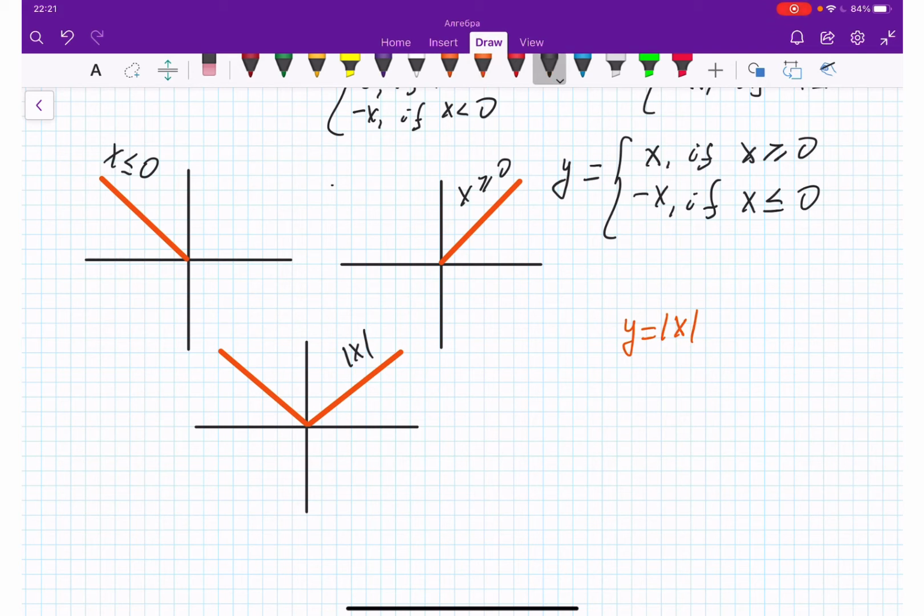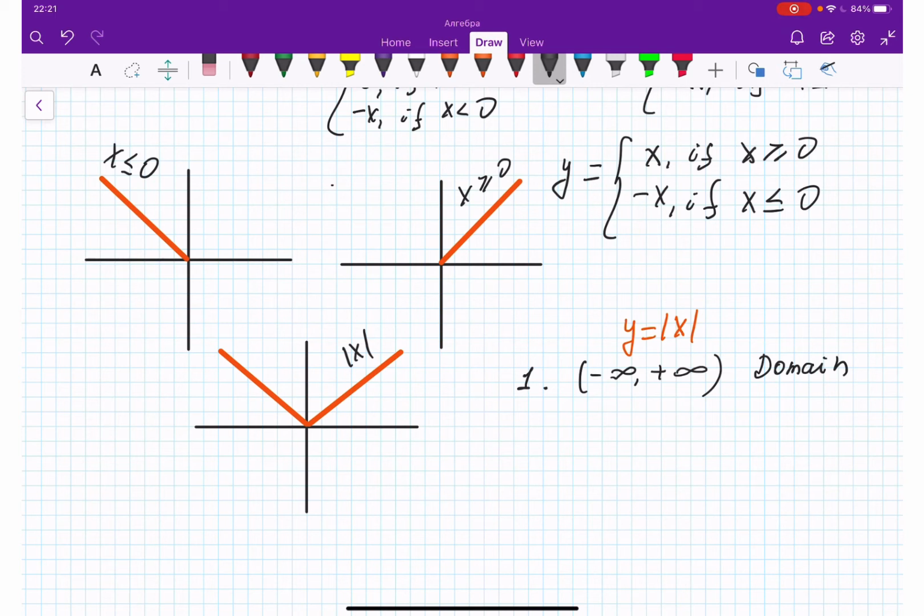So first property. This function is defined for any and all real numbers. The function is defined for any real numbers, which means we can write down it's defined between negative infinity and positive infinity. This is what we call the domain.